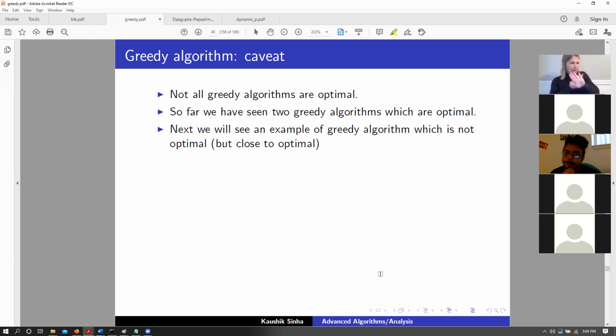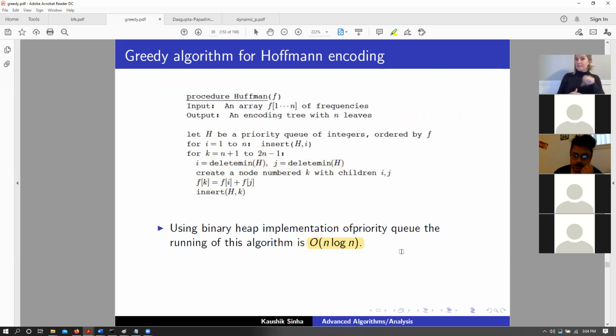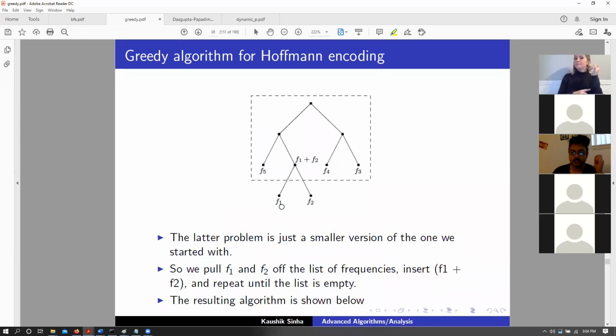Clarification on that. It being a greedy algorithm, it's greedy such that the lowest frequency elements are at the bottom most of the tree? Yes, it is. Essentially it is greedy because every time we are picking two elements that have the lowest frequency, so let's say F1 and F2, then we are combining them into this node.